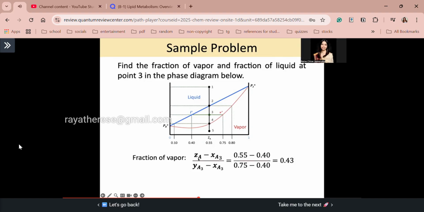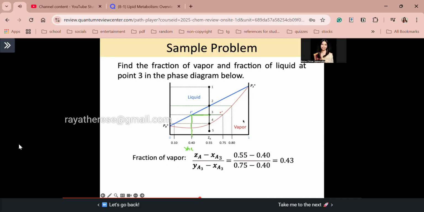So for the fraction of vapor, again guys, dapat inverse siya ng vapor, right? So dapat titingin ka sa segment L dito. Segment L. So again, this is your Za. So this is your Xa3. So Za, 0.55 minus Xa3. Again, dapat reflect tayo sa inverse, which is segment L apostrophe. So Xa3 is equal to 0.4 divided by the total liquid plus vapor.